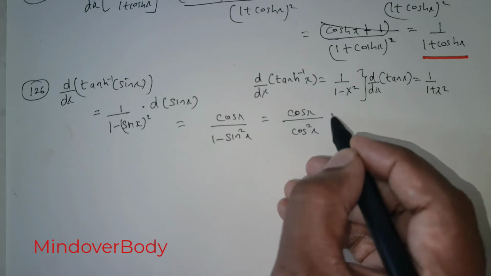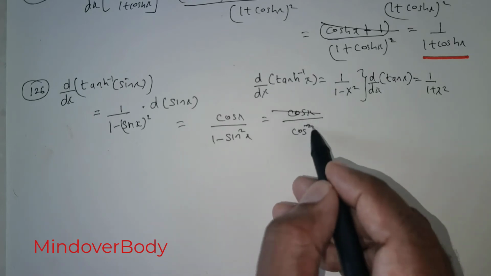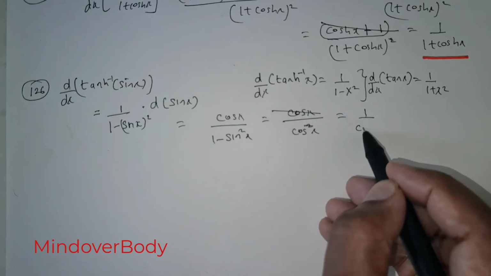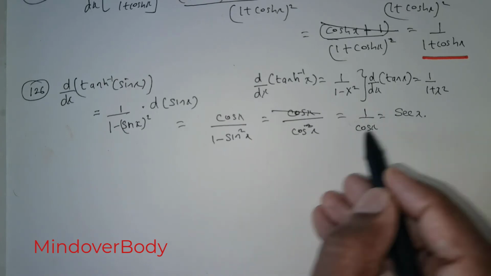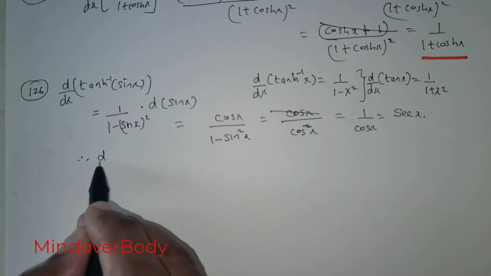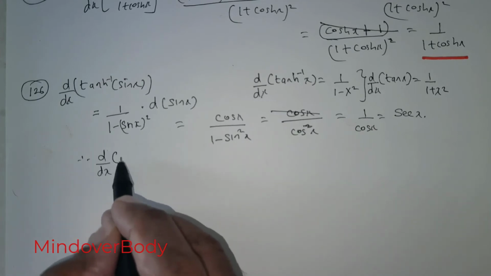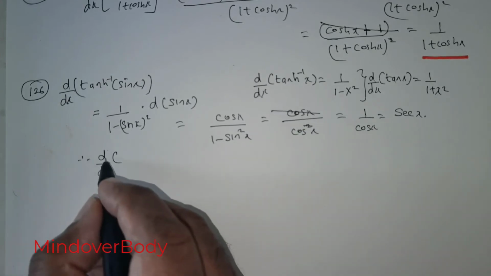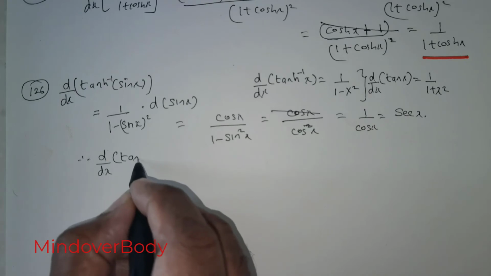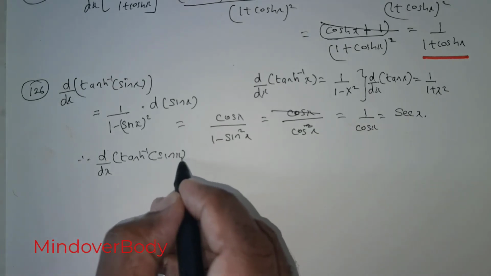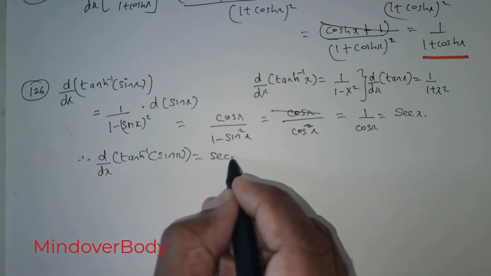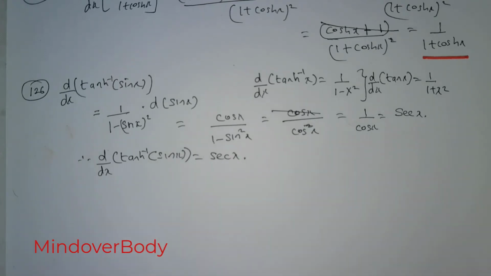And in the numerator we got cos x. So clearly a cos x and a cos x can be cancelled, giving me 1 over cos x. But 1 over cos x is secant x. So therefore we have a differentiation in this fashion. So differentiation of tan inverse of sin x is secant x.